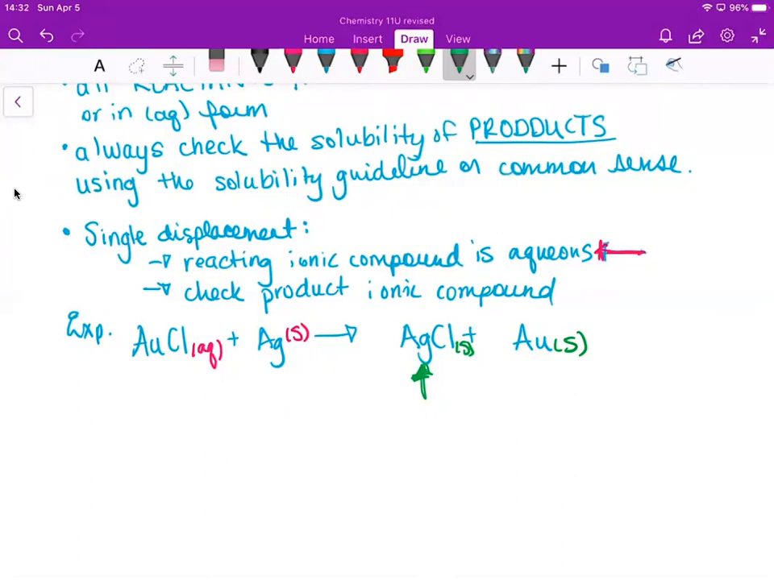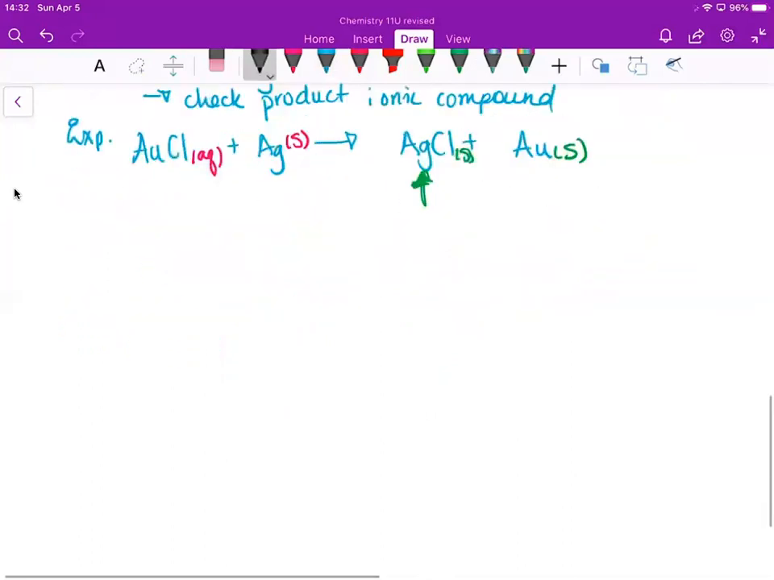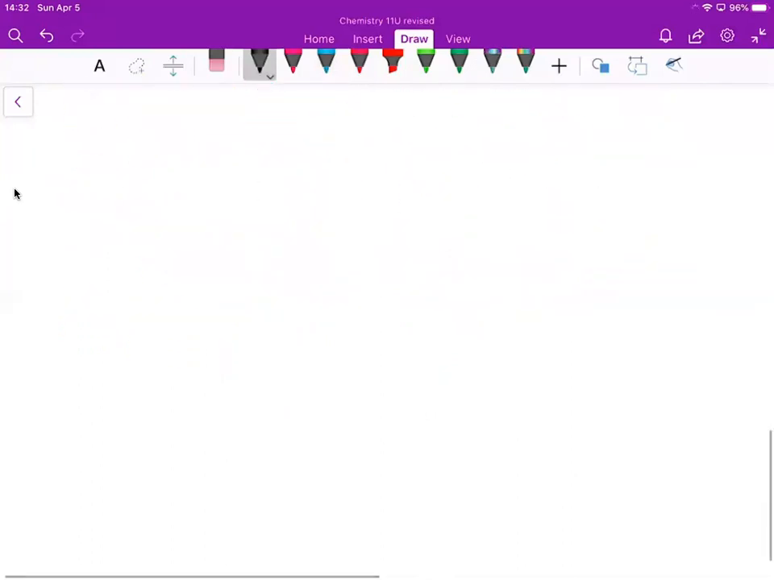To give a couple of examples just to go through, because I feel bad for a lot of people because they missed a lot of this unit. So let's try a couple of example questions. Let's try a single displacement.